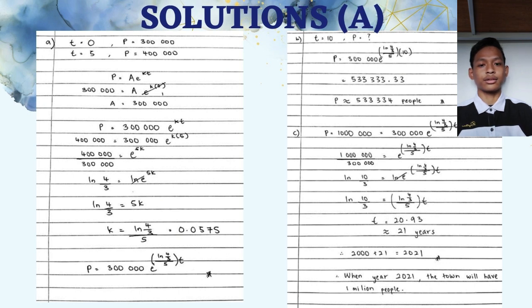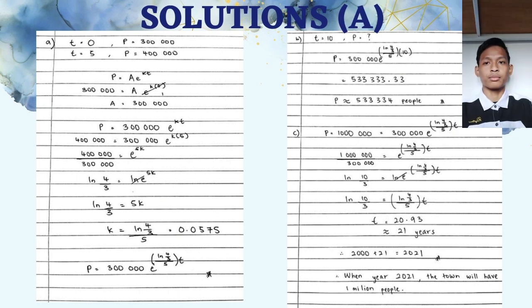times T. Okay, move on to the B question. Estimate the population of the city in the year 2010. At the question you will know T equal to 10. So in the question we want to search P. What is P? So you want to use the formula back that you have calculated at A question.